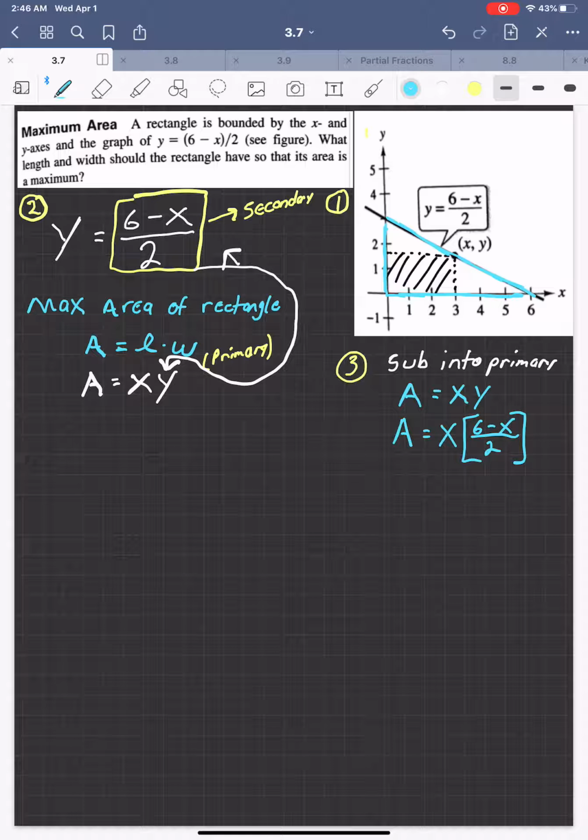All right, since I'm going to have to take a derivative of this in just a second, before I write step 4, I may as well go ahead and multiply this out and distribute everything. So I'm going to distribute the x, and we end up with area equals, I'm going to write it as 1/2 times 6x minus x squared.